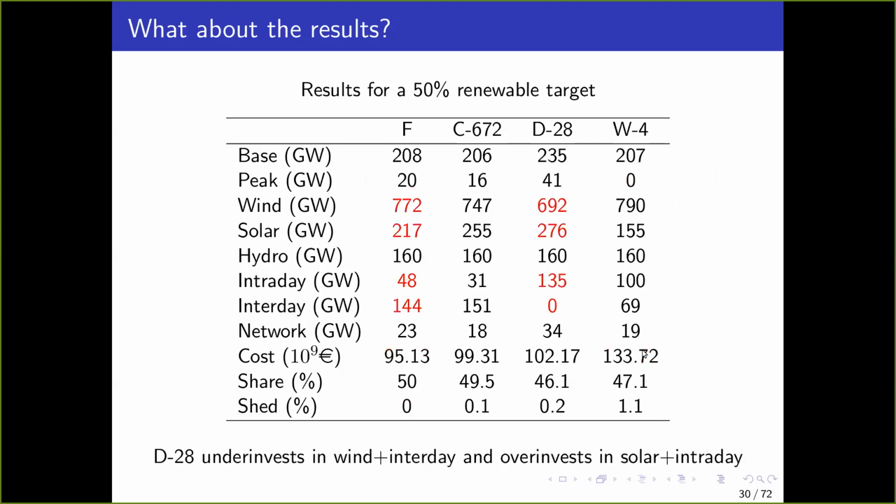In the case of the 28 representative days, it's also interesting that there is no investment at all in this interday storage. Why? Well, if each element is just 1 day, then it doesn't make sense to invest in a storage that is meant to move electricity from Monday to Friday. And this is all due to the fact that all day-to-day chronology is lost.